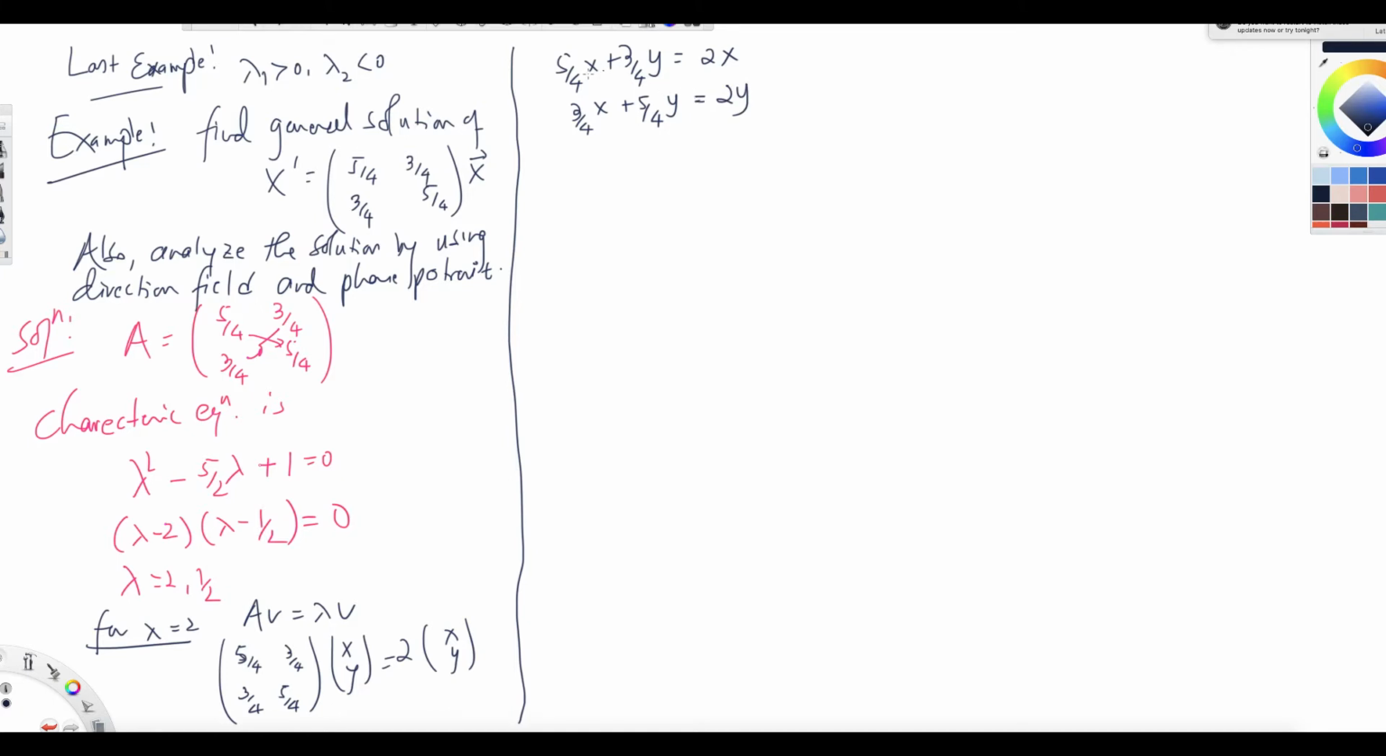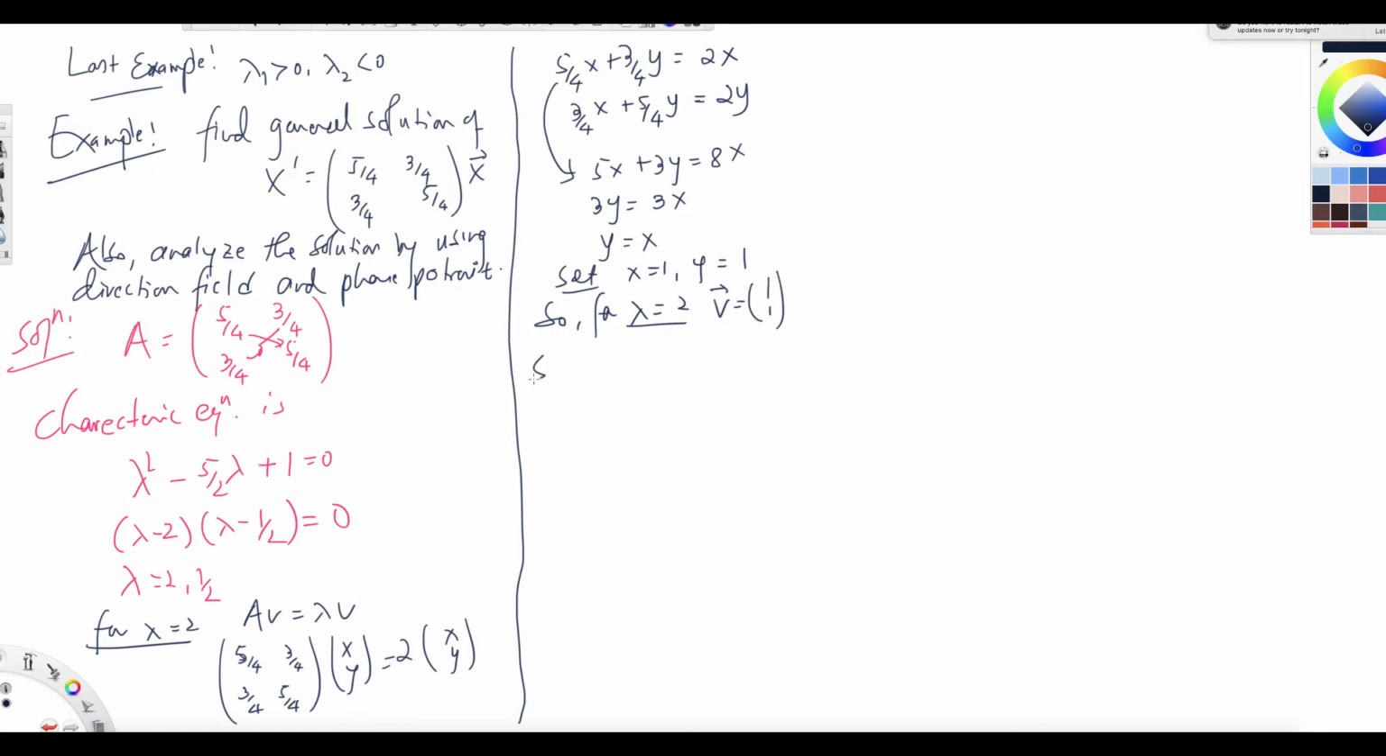You see that? So what you do next is, let me take the first equation, or the second, not a problem. Let me take the first equation. I have to multiply both sides by 4. What do I get? 5x plus 3y equals 8x, right? Let us subtract 5x. You get 3y equals 8 minus 5, which is 3x. So you get y equals x. So you get (1, 1). Set x equals 1, you get y equals 1. So for lambda equals 2, what is the eigenvector V? The eigenvector is (1, 1).